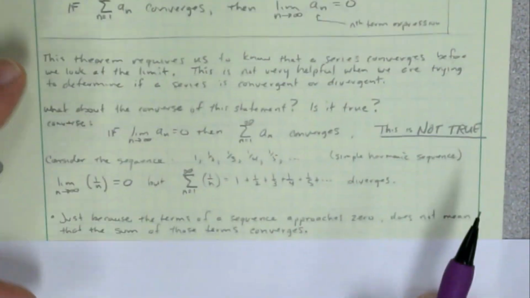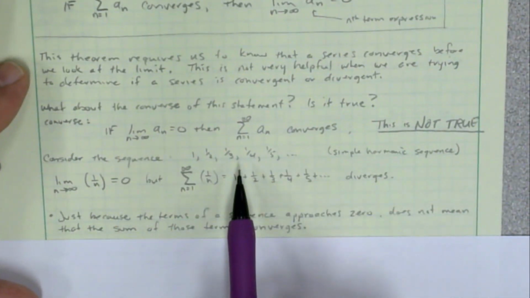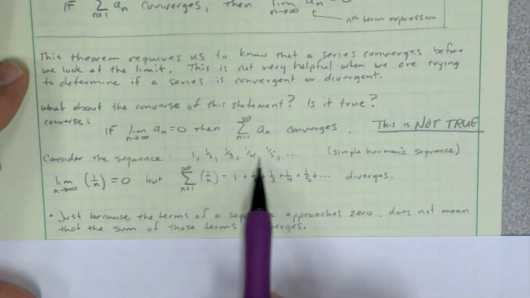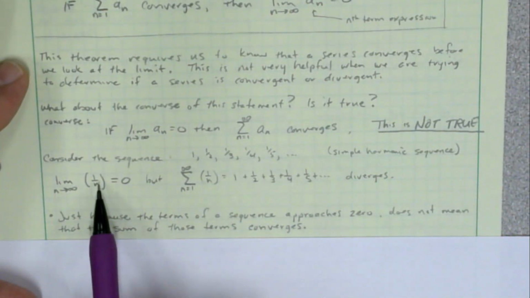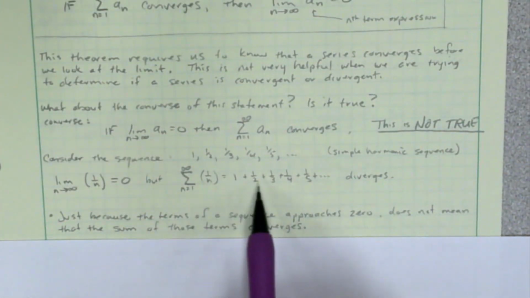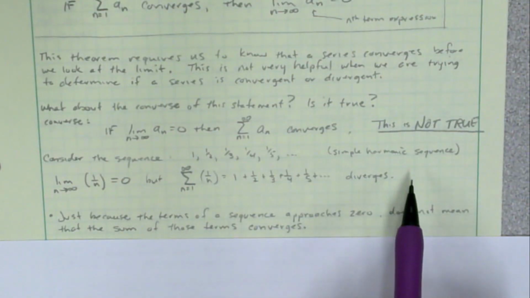Consider this series right here. This is one you want to make sure you know. This is called the harmonic series, where the nth term is 1 over n. The limit of 1 over n is 0, but this series diverges. So just because the terms of a sequence approach 0 does not mean that the sum of those terms converges.